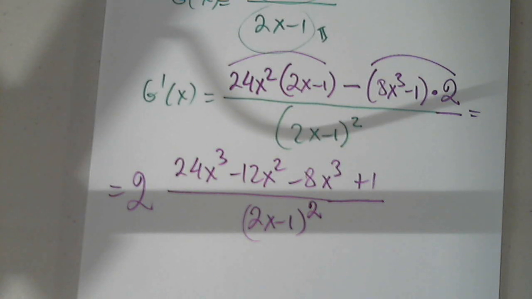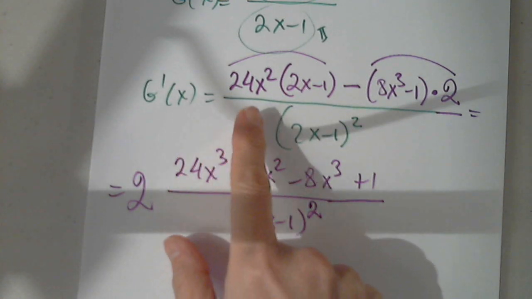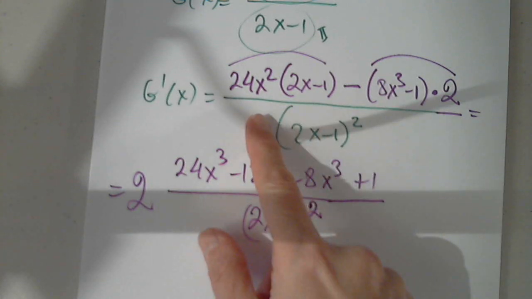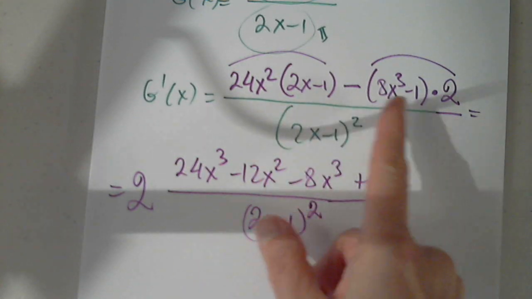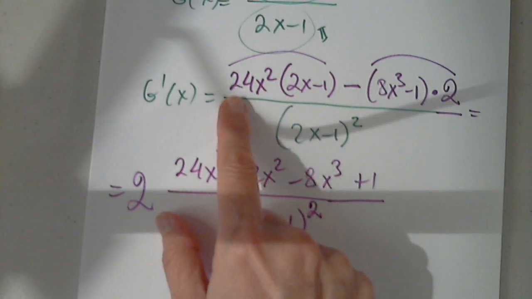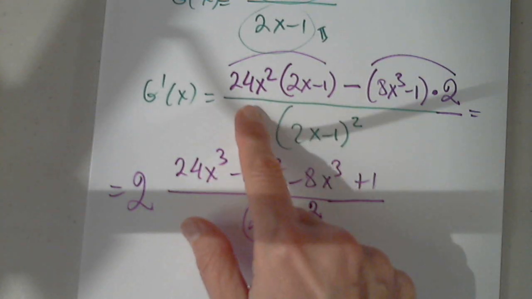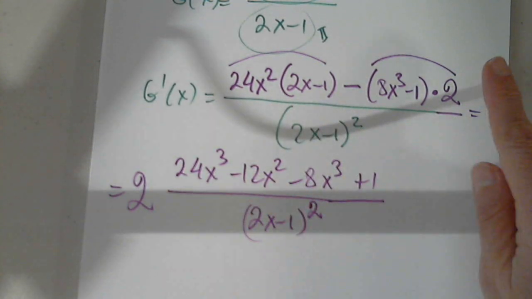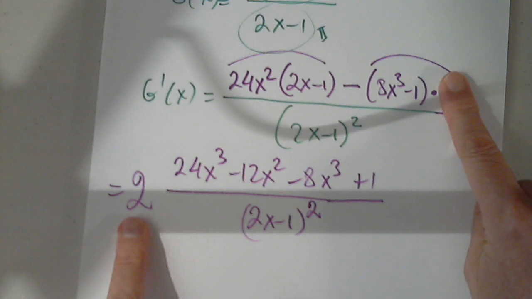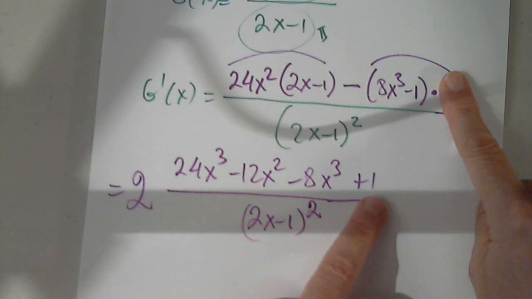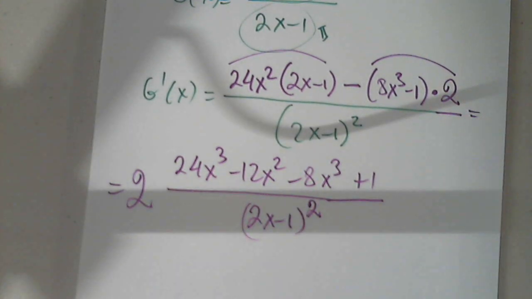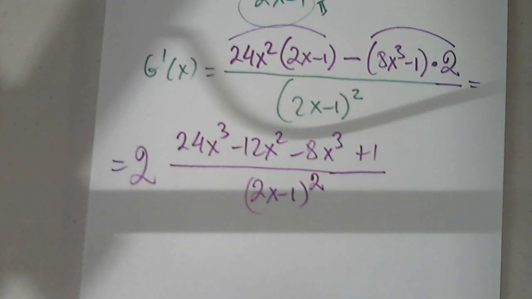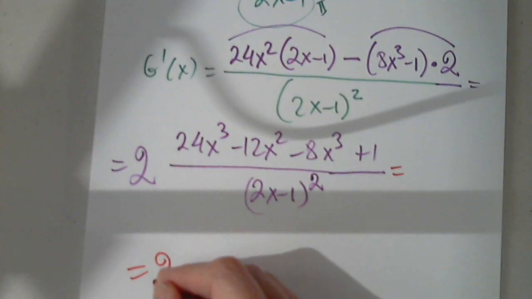Where did you get the 12x from? I pulled out from both terms, I pulled out the 2. Oh, okay. So this now becomes 12. So 12x squared times 2x and 12x squared times negative 1. And this is gone. It's right here in front. Minus 8x cubed and plus 1. Okay, got it. Good. Always try to simplify as much as possible.